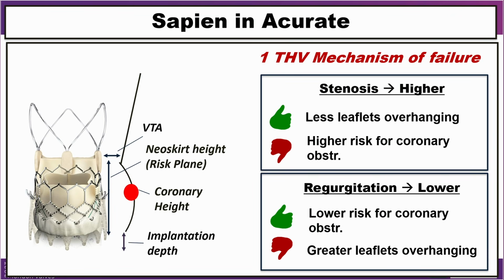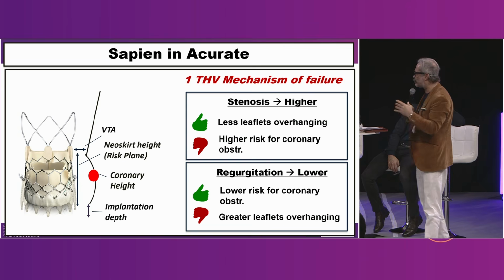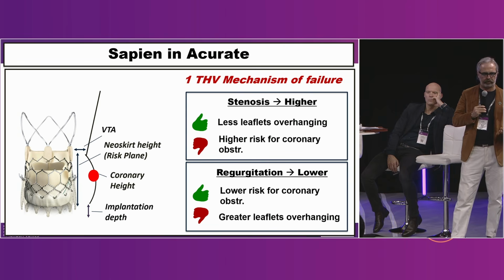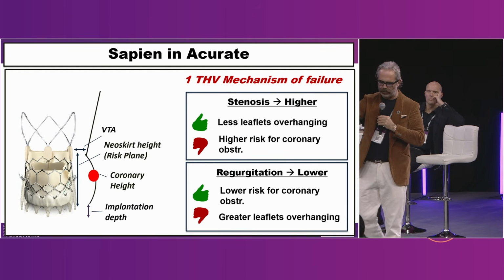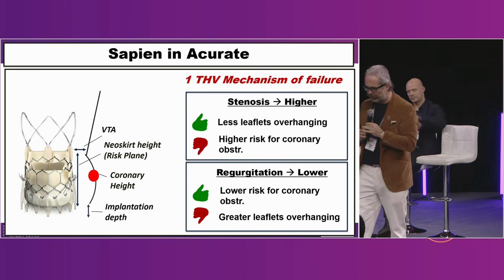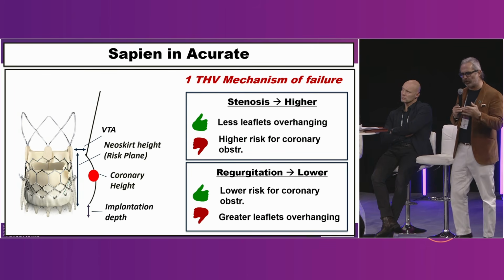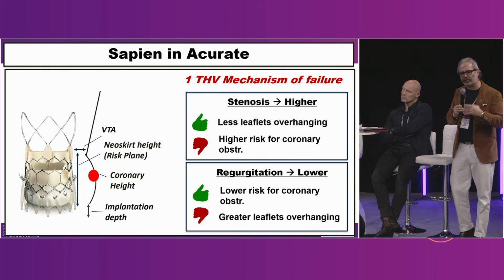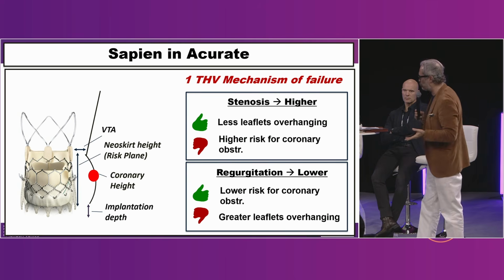If you have a stenotic mechanism, you need to tilt up completely, you need to smash the leaflets, because you cannot leave any residual gradients. So you need to go very high at the level of the commissure, the top part of the ACURATE, and the risk there is to create some problem in terms of coronary cannulation unless you have a roomy VTA that is at least 2 millimeters.